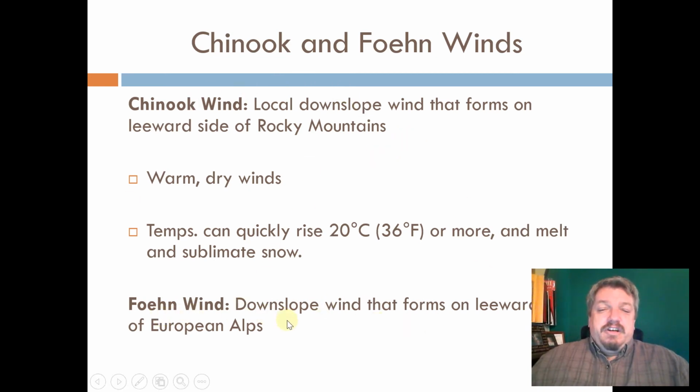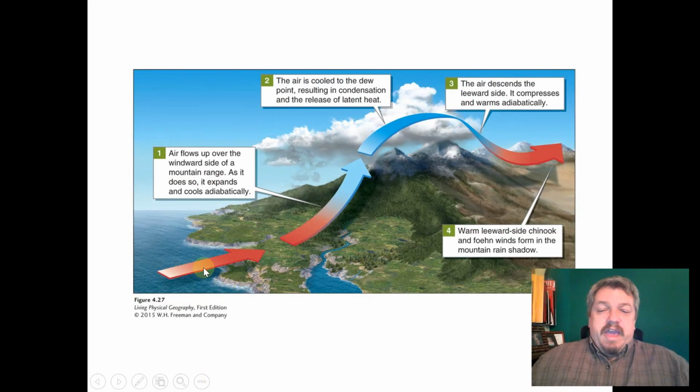If it happens in Europe, they call it the Foehn winds, and this happens in the Alps, which is where Austria, Switzerland, and Italy are. So it's a downslope wind. Again, remember, air comes up the side of a mountain, orographic lifting, and loses all that moisture, so that when it comes back down, it's dry, and as it comes back down, it is compressed by air pressure and becomes very warm. So this would be a Chinook or a Foehn wind.